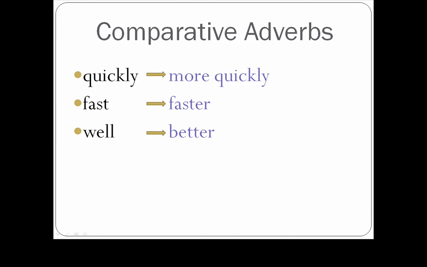The word more is also used to form many comparative adverbs, as in more quickly. Some adverbs share the same forms as adjectives. Fast, faster could be either adjectives or adverbs. And there are adverbs that have irregular forms. For example, well becomes better.